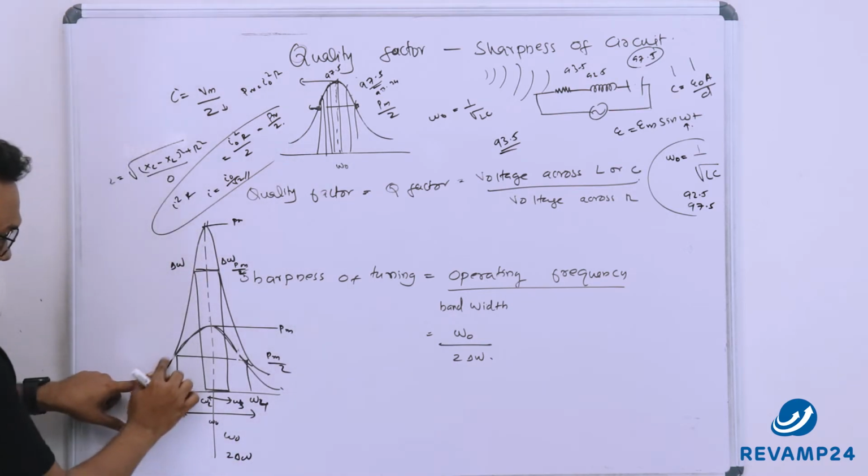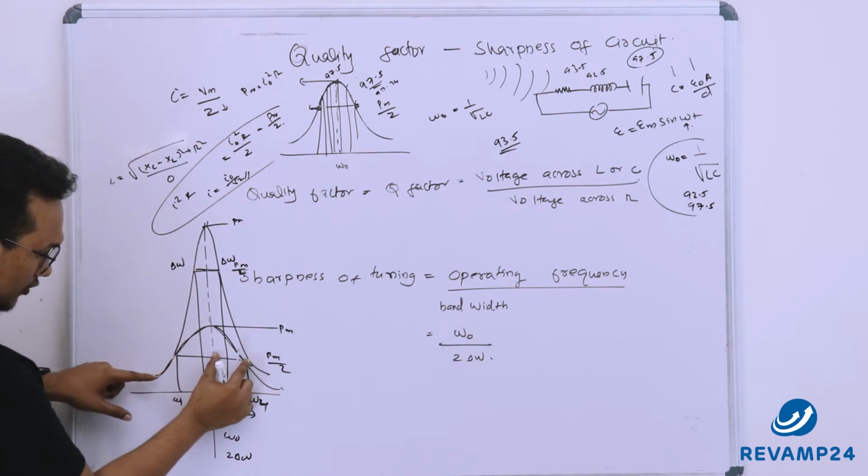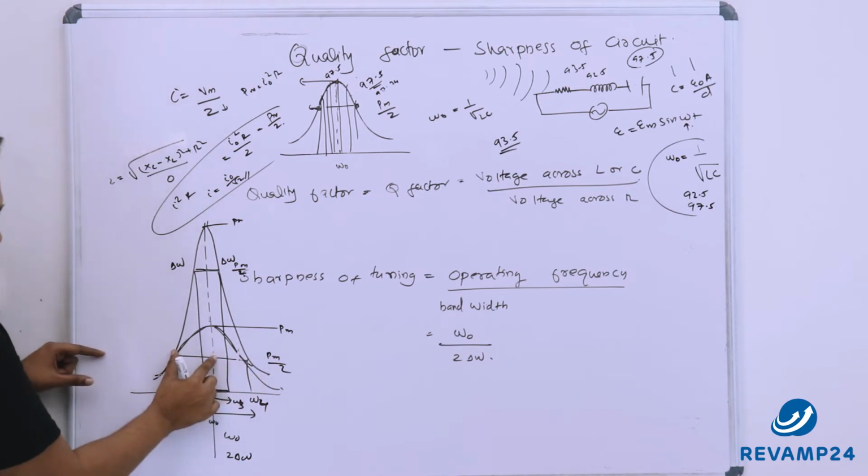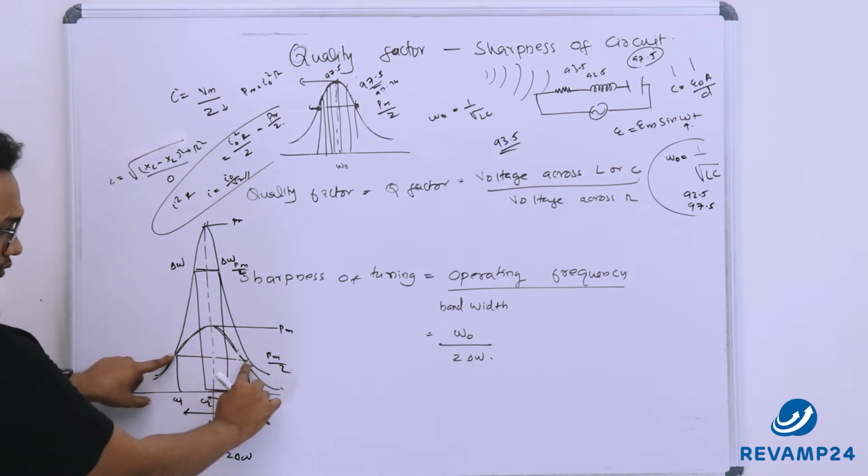Now when the curve is in this way, delta omega would be this and this. See, this would be the 2 delta omega. All these frequencies we have to listen to.